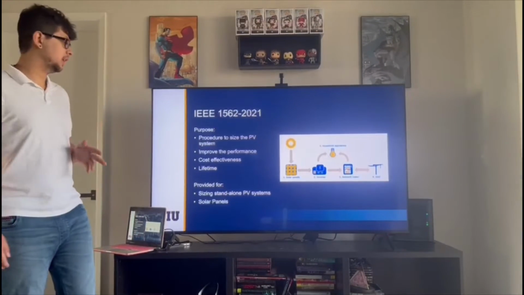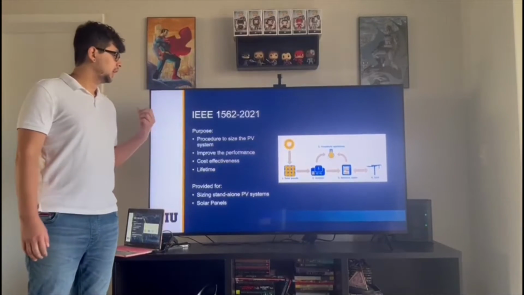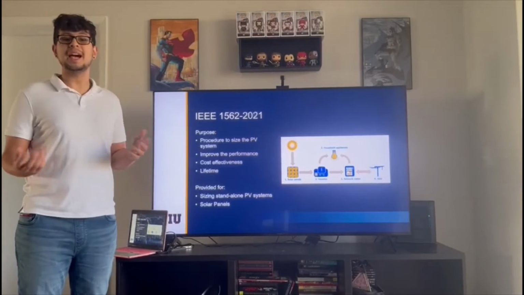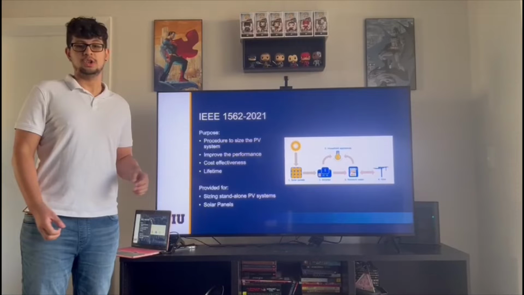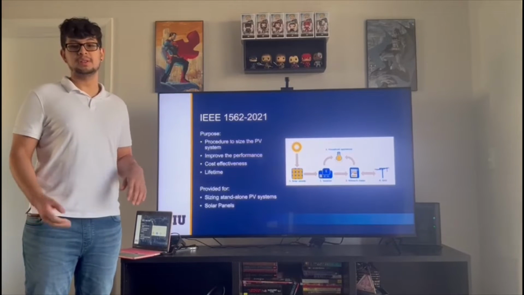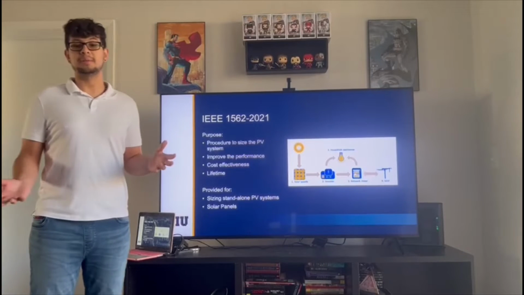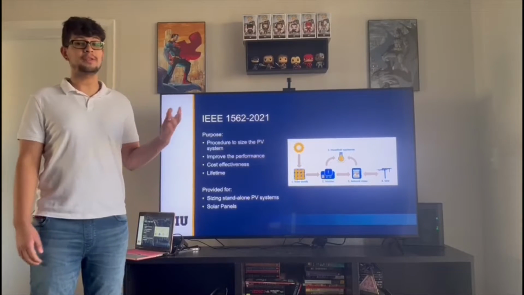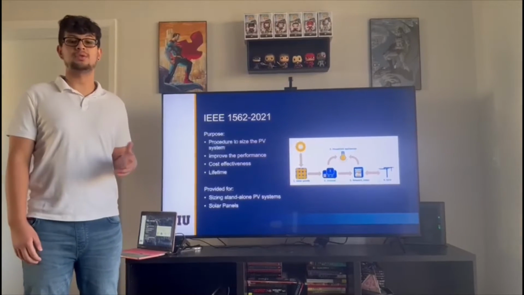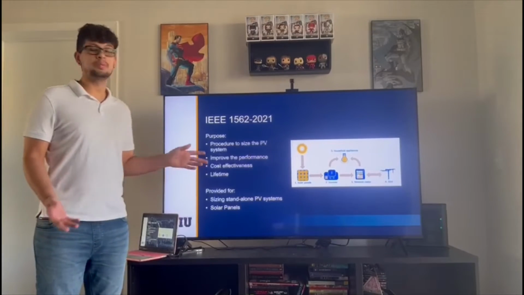For our second standard consideration, it's the procedure to size the PV system, to improve the performance, the cost effectiveness, and the lifetime of these systems. It's provided for solar panels and sizing standalone PV systems.